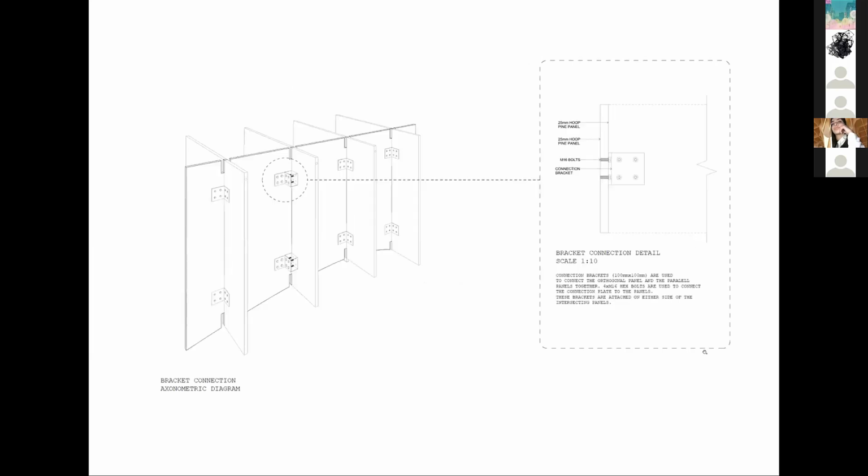So when the panels intersect each other, we intend to connect them with connection brackets. The axonometric diagram to the left demonstrates where each bracket is located on the panels, and we will use M16 bolts to secure them in place.